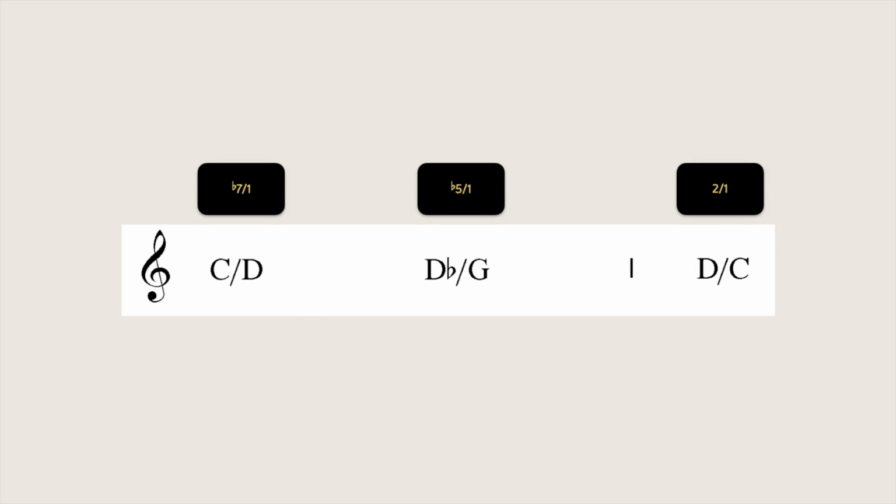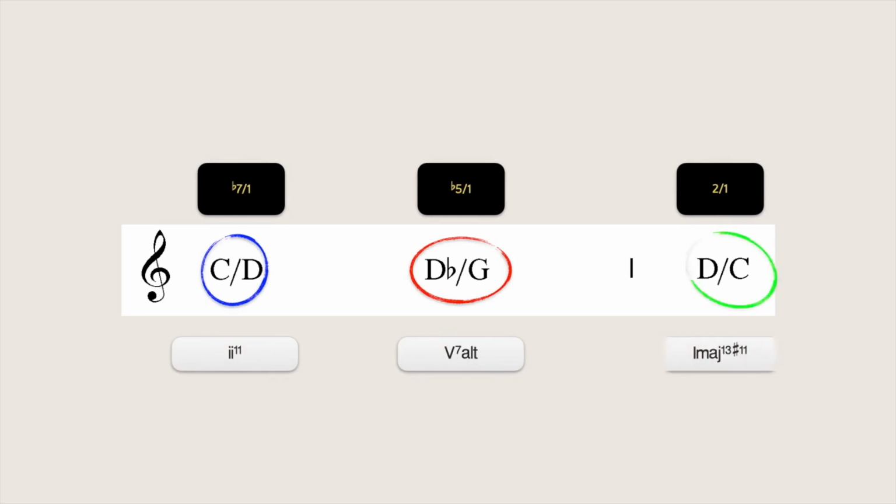There can be some confusion about using numbers to describe slash chords, mainly down to the use of the number 1 in every slash chord. The confusion often arises because when we think about this as a diatonic sequence, this chord is chord 2, the next chord is chord 5, and the only chord called 1 in this sequence is here.